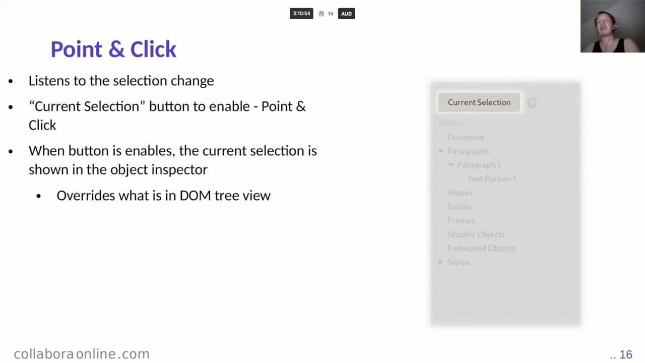So if this is enabled and you select anything inside the document object model review, it will have no effect, because the current selection button has precedence. And when it's disabled, then the control goes back to the document object model review.